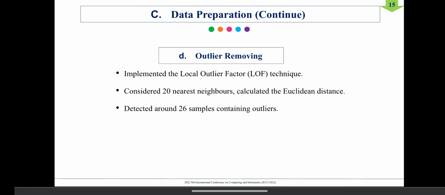Outlier removal. Outliers can lead to training a model on irrelevant data. According to the dataset and problem statement of this research, we implemented the local outlier factor technique and found around 26 samples containing outliers.